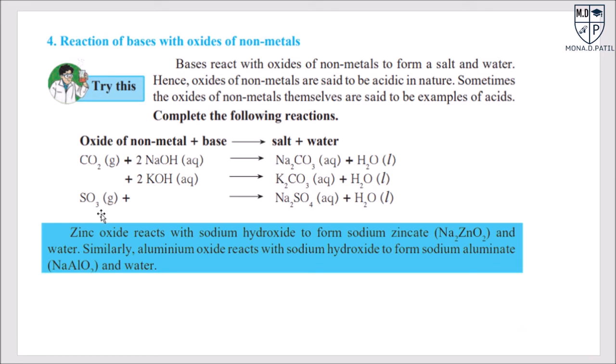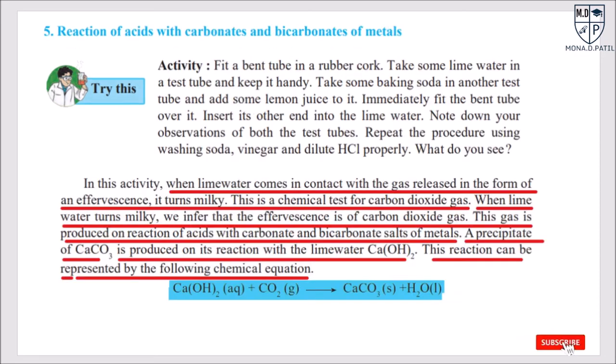water. Then SO3 is the gas which reacts with sodium hydroxide to form Na2SO4, meaning sodium sulfate, and obtain water. So zinc oxide reacts with sodium hydroxide to form sodium zincate or sodium zinc oxide and water. Similarly, aluminium oxide reacts with sodium hydroxide to form sodium aluminate and water.